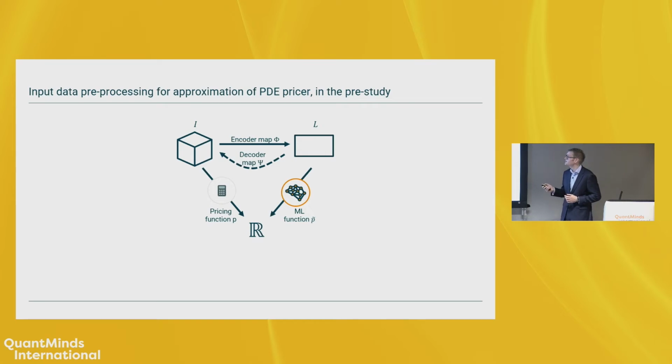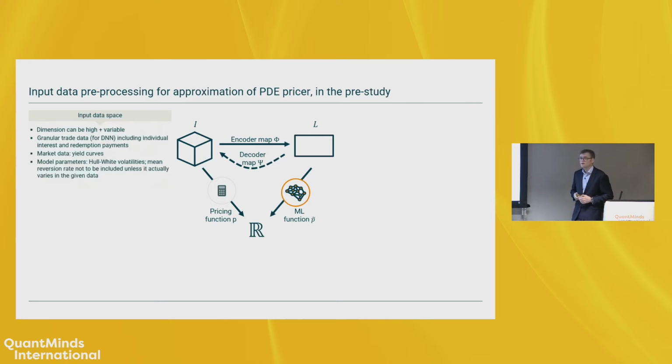This should be done in a way so that the identity on the latent space is recovered if you take the composition of these two maps. So the input data space here, in our case, includes trade data, granular trade data at cash flow level, yield curves, and model parameters, calibrated Hull-White volatilities. We did not look at implied swaption volatilities as market data as an input.